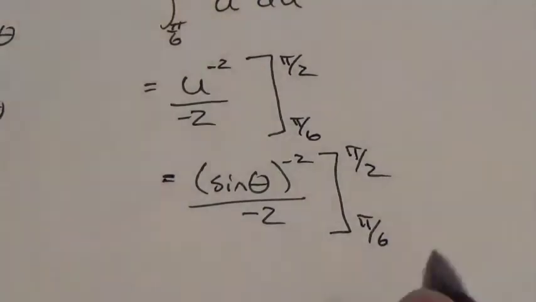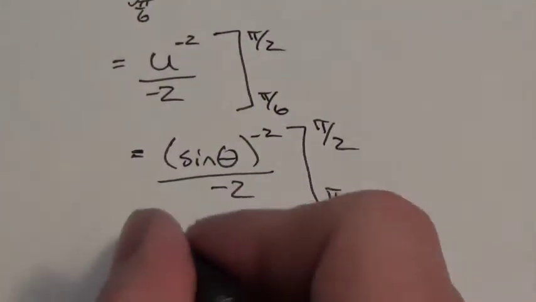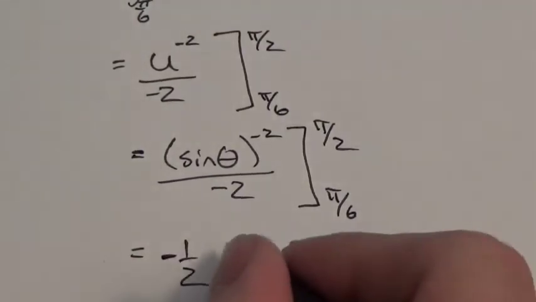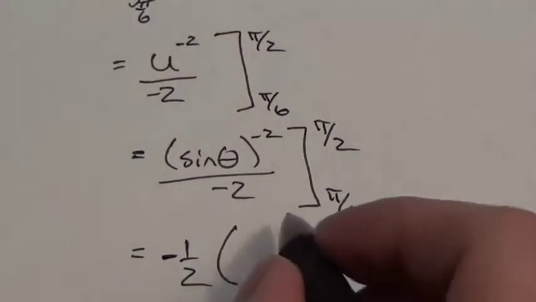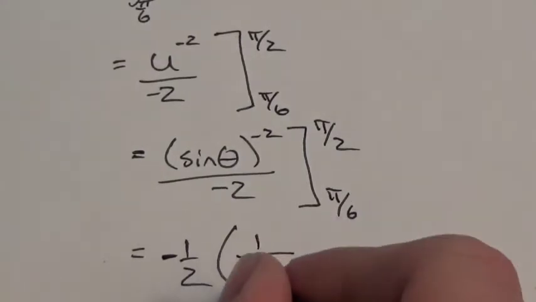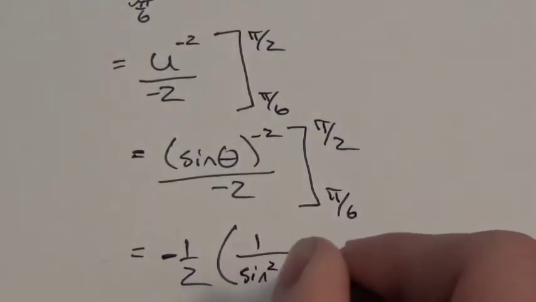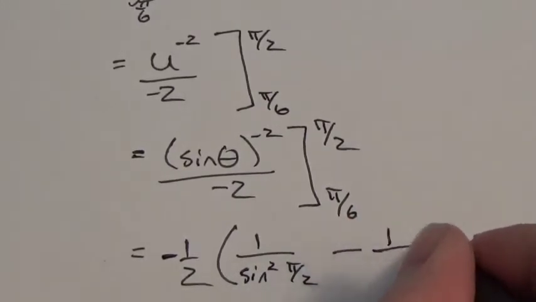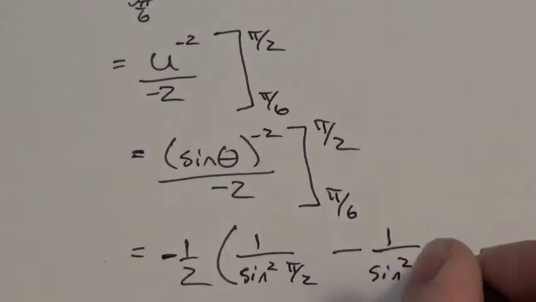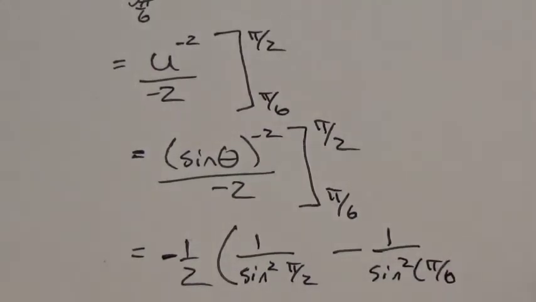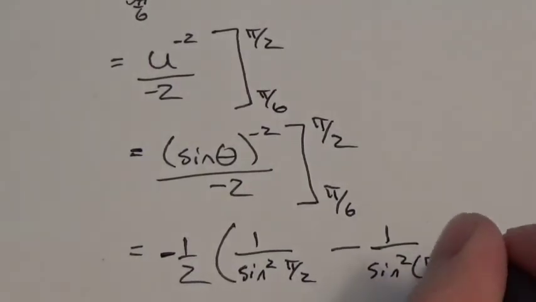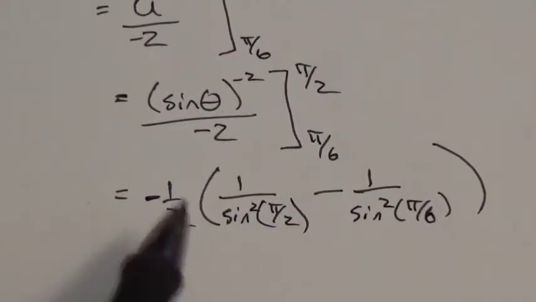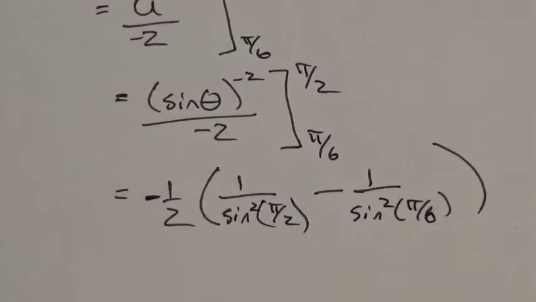So now, what is this going to look like? This is going to be negative 1/2, and then 1 over the sine squared of pi over 2 minus 1 over sine squared of pi over 6. Now, you can still see that. Good. Okay, so that's what that's going to look like. I just took the negative 1/2 out because it's going to be part of the whole thing.